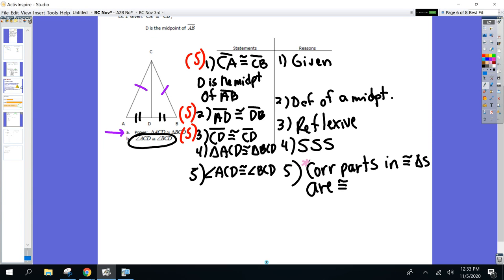Now, I'll just tell you, that'll probably be the last time I write that reason down. Corresponding parts in congruent triangles are congruent, because there is an abbreviation for it. It's not just my abbreviation. This is a geometry abbreviation you'll see everywhere. And again, you do not need to use this. If you want to write corresponding parts in congruent triangles are congruent, you go right ahead. Or you can do, ready? Corresponding parts in congruent triangles are congruent. CPCTC.